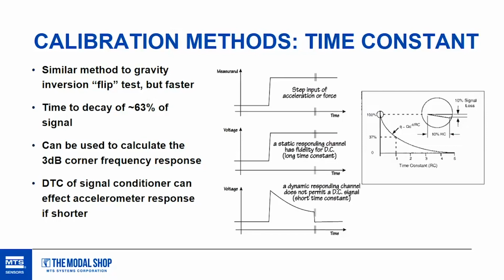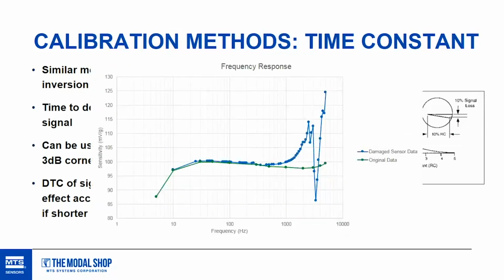And here's that exact same plot that I showed you from before. It's that same sensor that underwent some sort of damage. It's a great example here too. If you just did the low frequency calibration to get the low frequency roll off, you'd say the sensor's fine. If you just did this time constant test to get a mathematical approximation of the low frequency roll off, again, you'd say the sensor is fine. Or if you did, like before, the single frequency point, you'd say the sensor is fine.